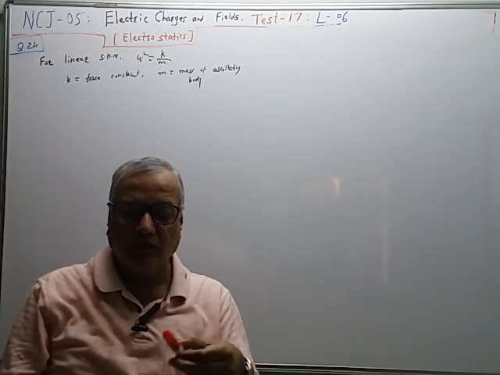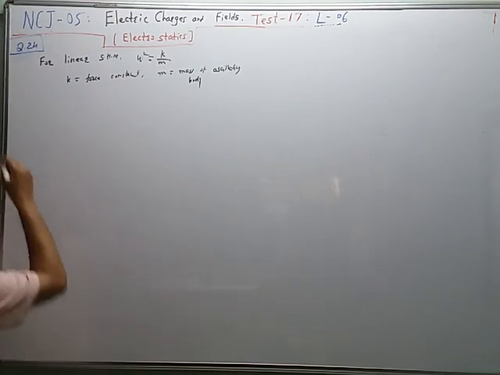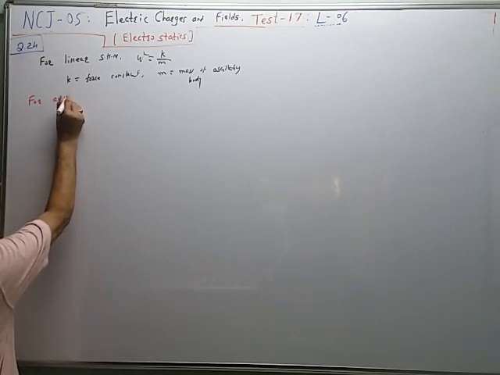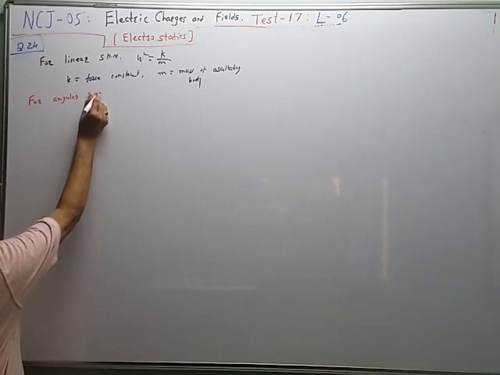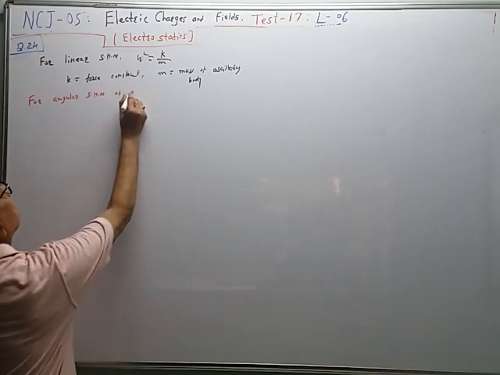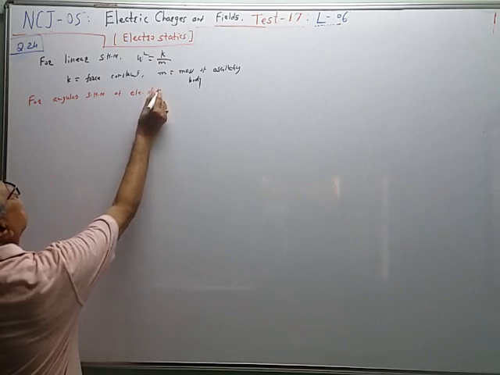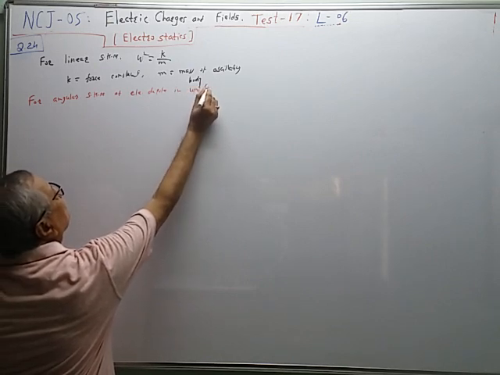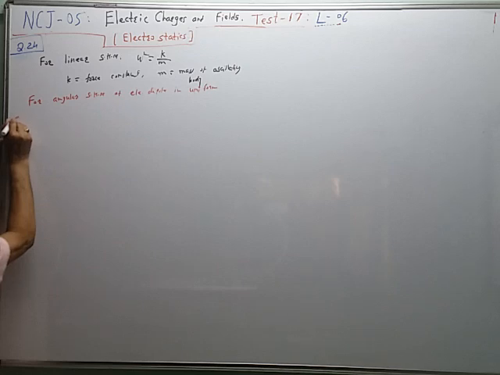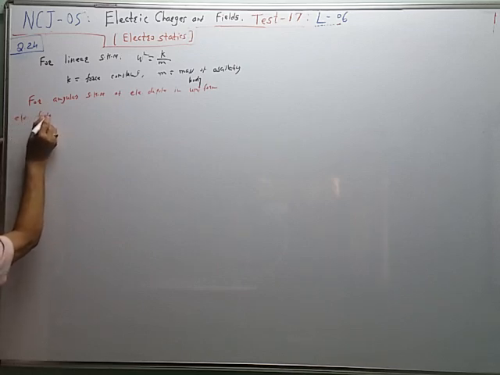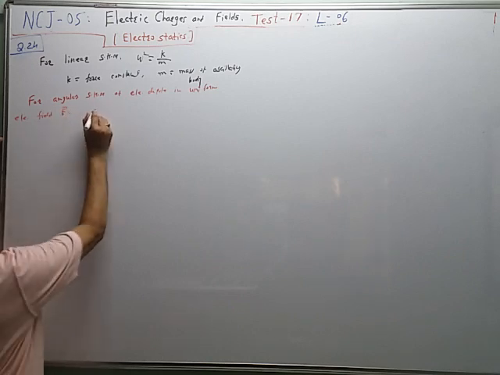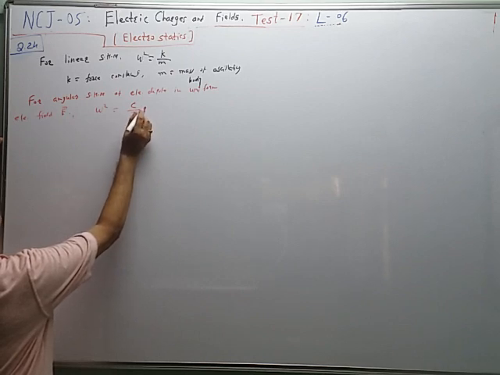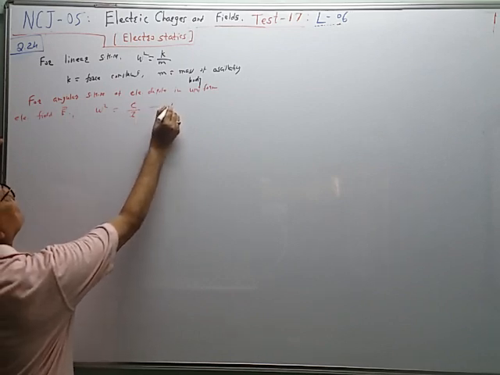Our problem is for angular SHM. For angular SHM of electric dipole in uniform electric field E, omega square is equal to C by I. Equation 1.